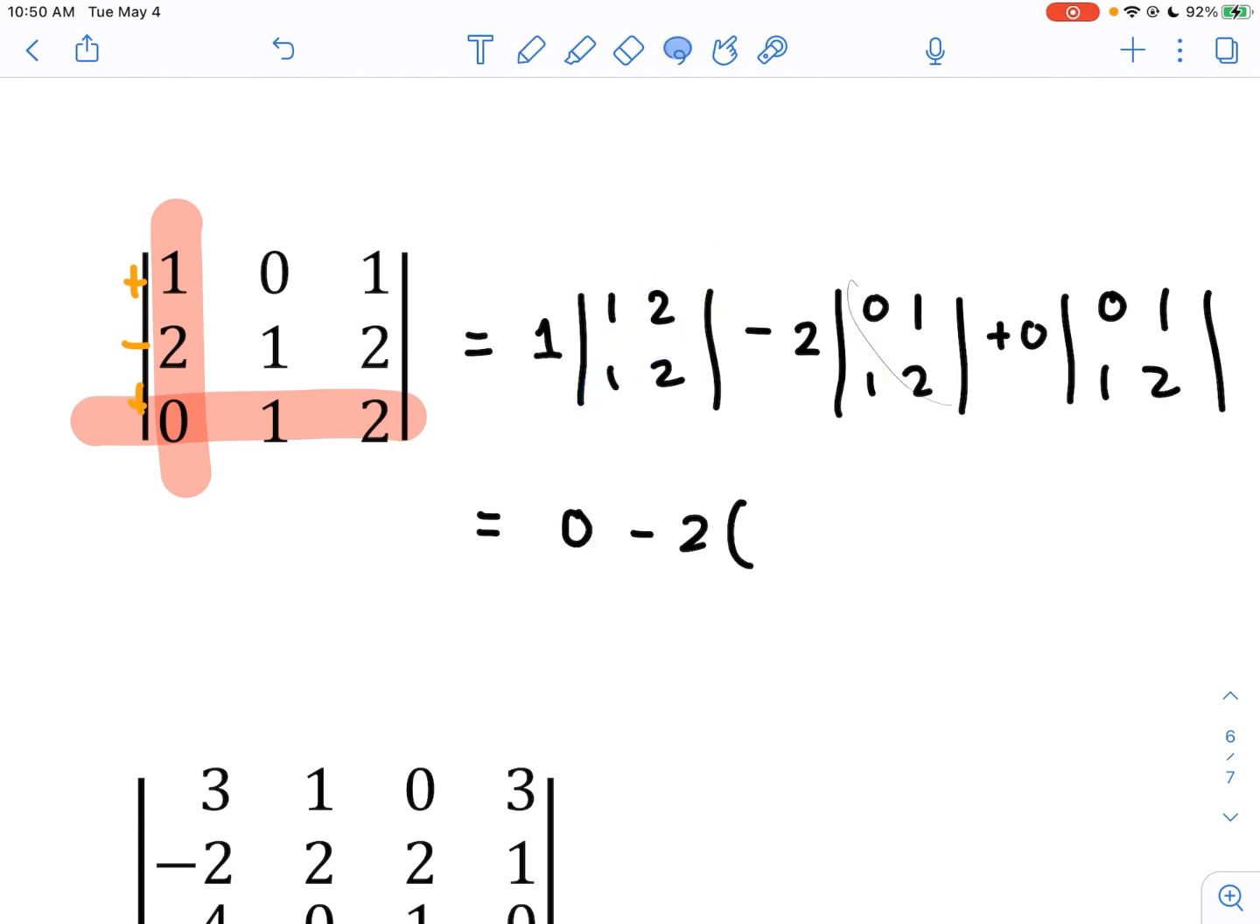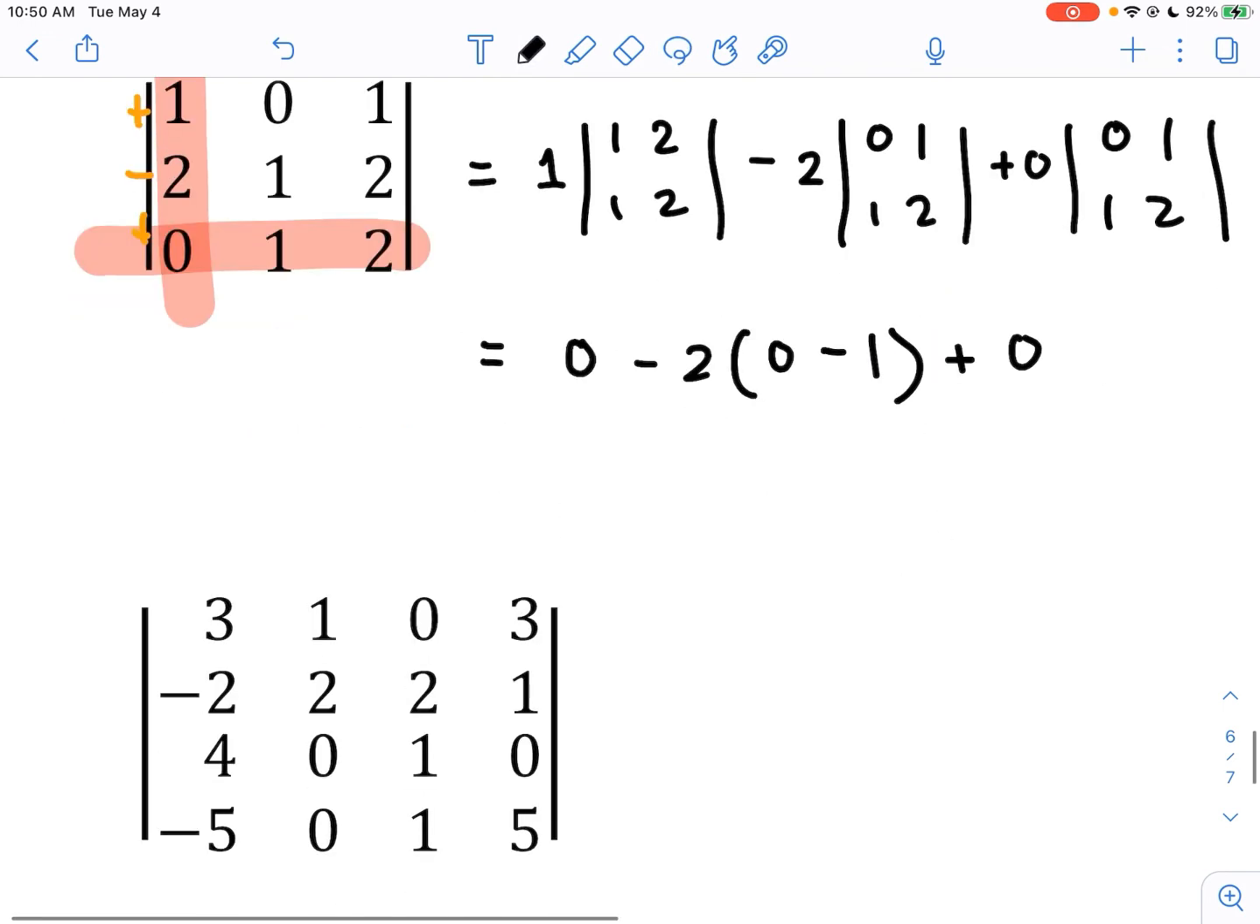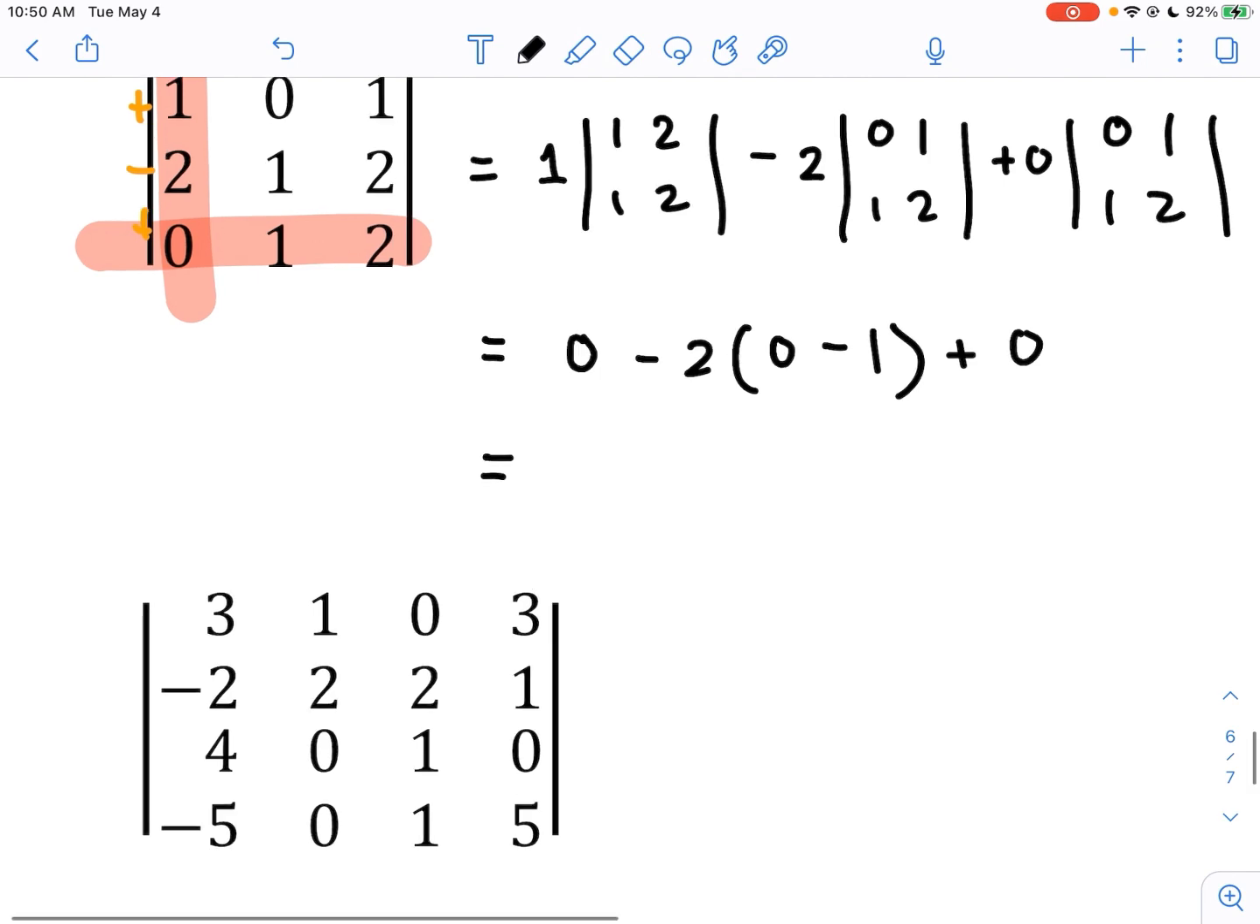Now for the next one, we do 0 times 2 is 0. And then we do minus 1 times 1, so minus 1. And then of course you get 0 at the end of the last one. And so our final answer here is going to be a positive 2.